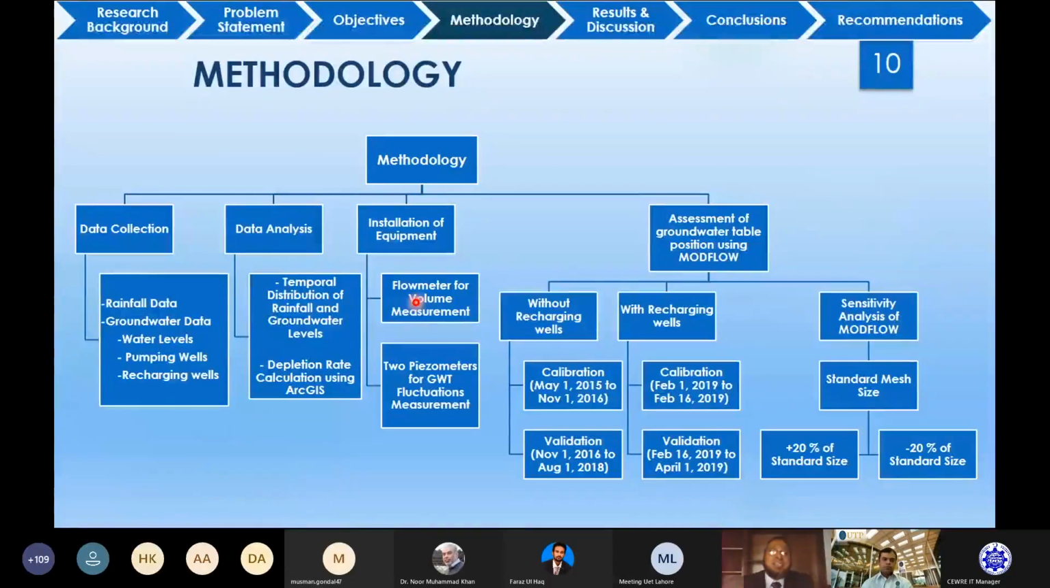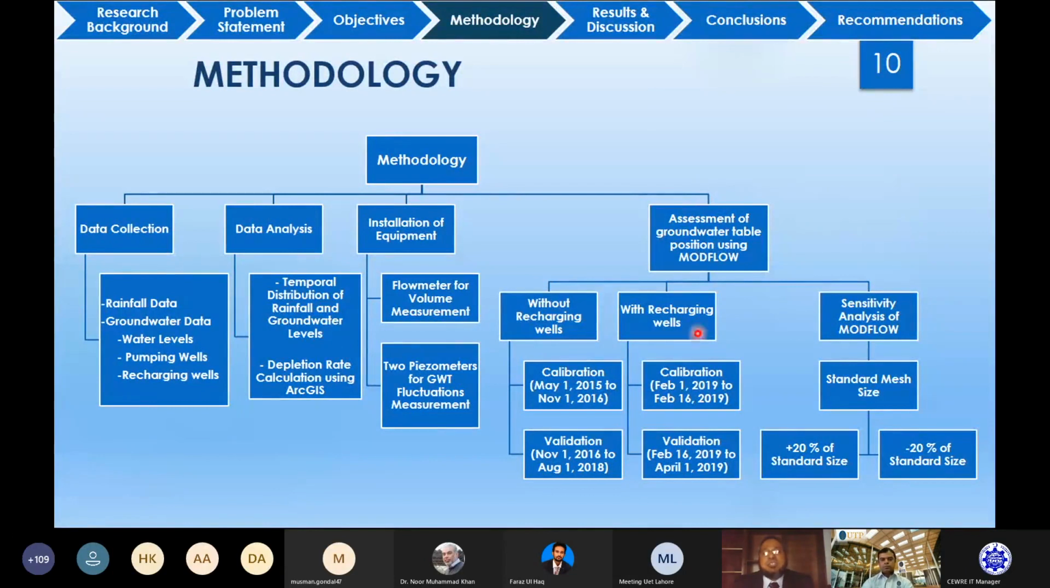Then the next step was installation of our equipment, like the flow meter for the volume measurement, that is, how much water is entering the large diameter recharging well. Two piezometers were installed to know the position of the hydraulic grade line underground, and then assessment of groundwater table positioning was done using MODFLOW software.